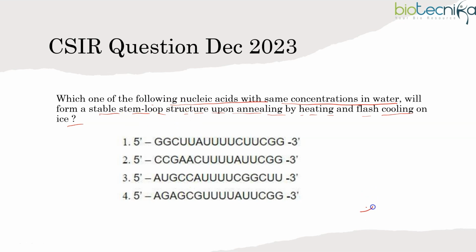Now, stem loop means what? It will have a stem like this, a loop like this. Now why will the stem form? Obviously by base pairing. Why will the loop form? Here the bases don't pair up with each other. So this side bases and this side bases will not pair up. But in the stem structure, the bases will be pairing up. This is the concept that you need to know.